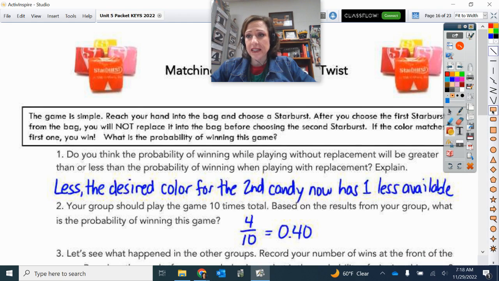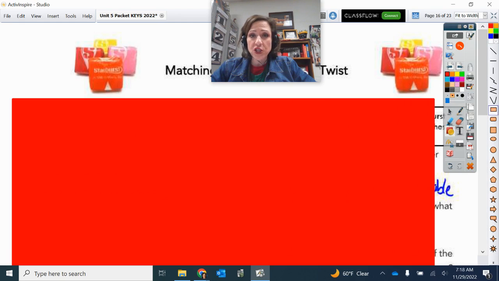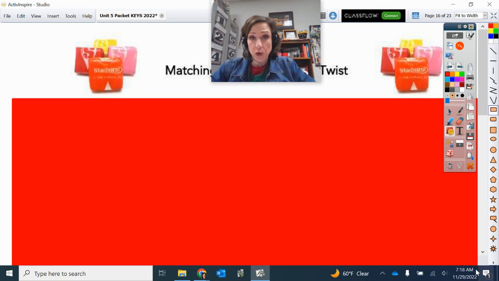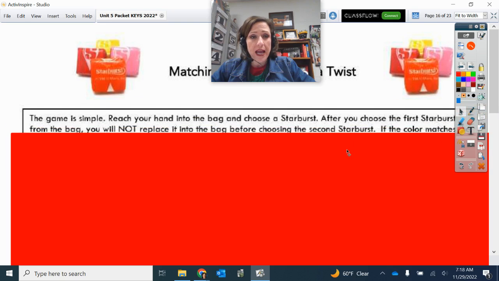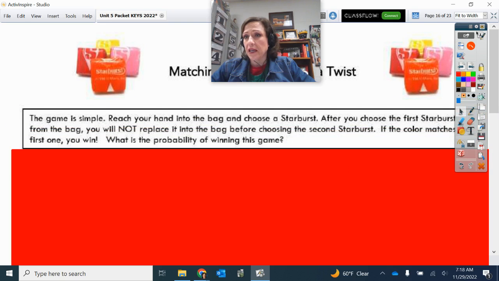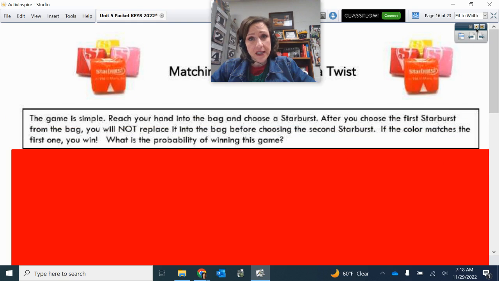So what that means is what you get on the next trial, or the next pull, its probability will have been impacted. So we want to address the issue of what happens when what you get on the second pull from the bag is impacted by what you get on the first.